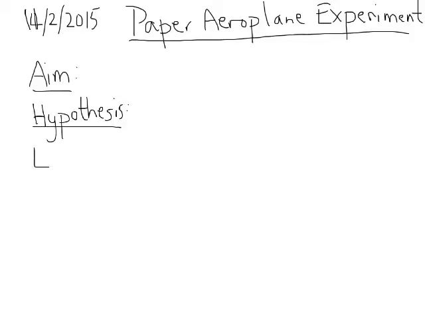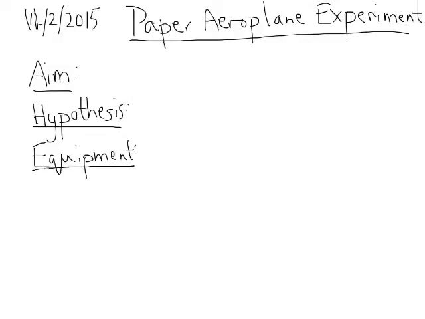Then we have the equipment. So you might want to think about the various bits of equipment. Here you would pop down the equipment that was being used. So things like what you used to build the paper aeroplane and what you used to measure how far the paper aeroplane went. That goes in the equipment.